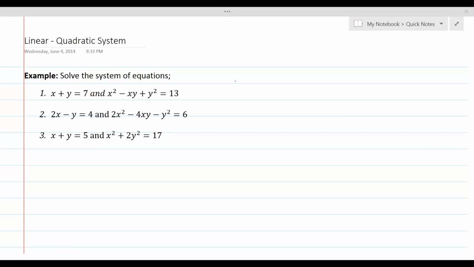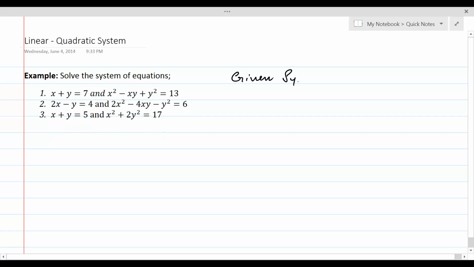In this lesson, we'll learn to solve a system consisting of a linear equation and a quadratic equation. Let's get started. Here, the given system is x + y = 7. That is a linear equation.